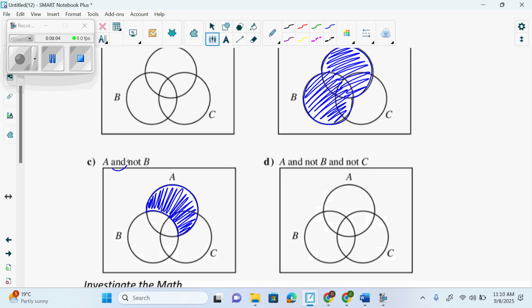Because remember, you can replace the word "and" with "but not" if you'd like. A, but not B. And this one is A and not B and not C. So it's technically A, but not B and not C. Correct? So I take the A circle and then I say not the B stuff and not the C stuff. So it's technically the fancy way of saying A only. Okay?